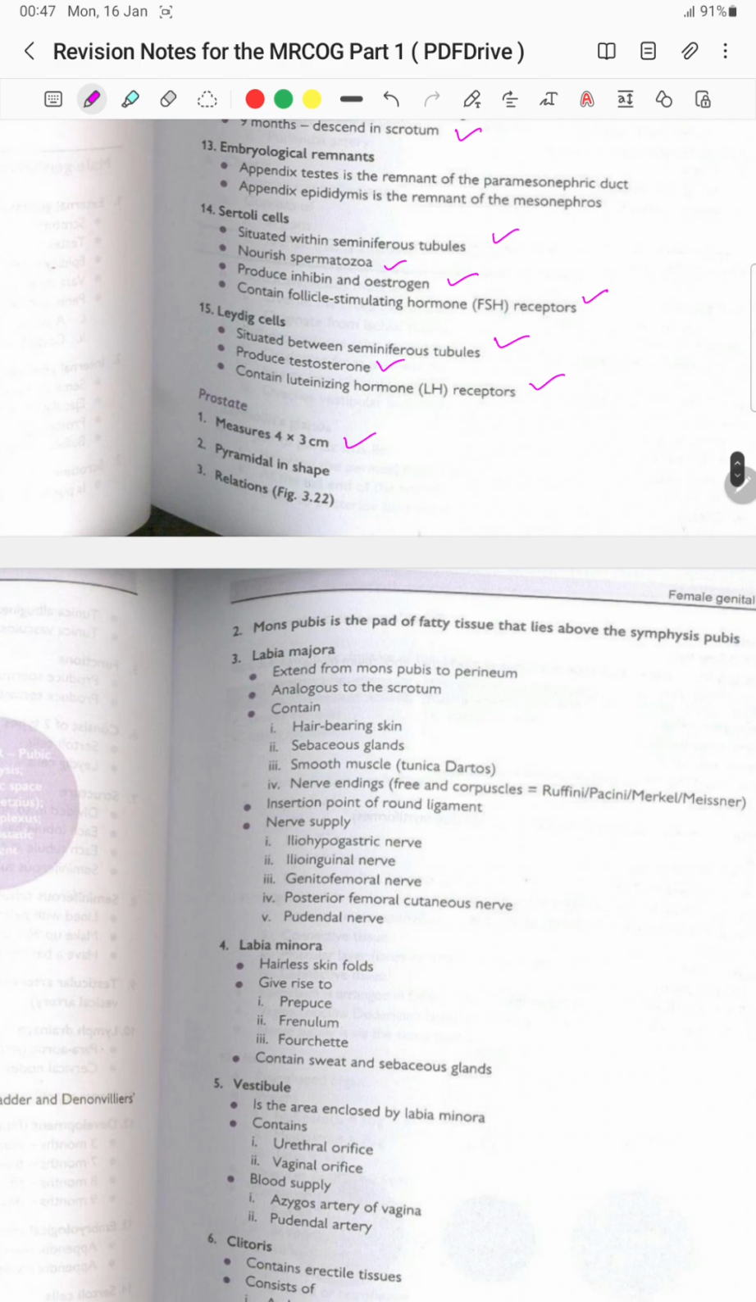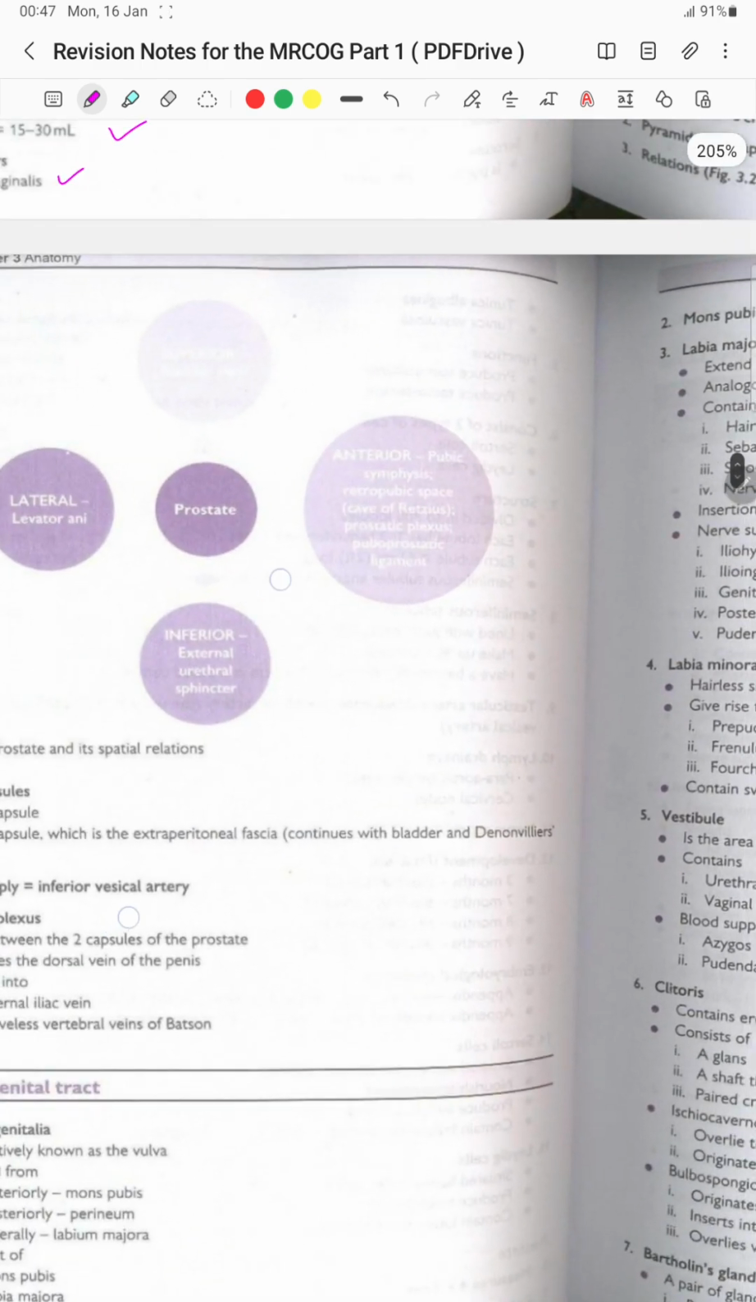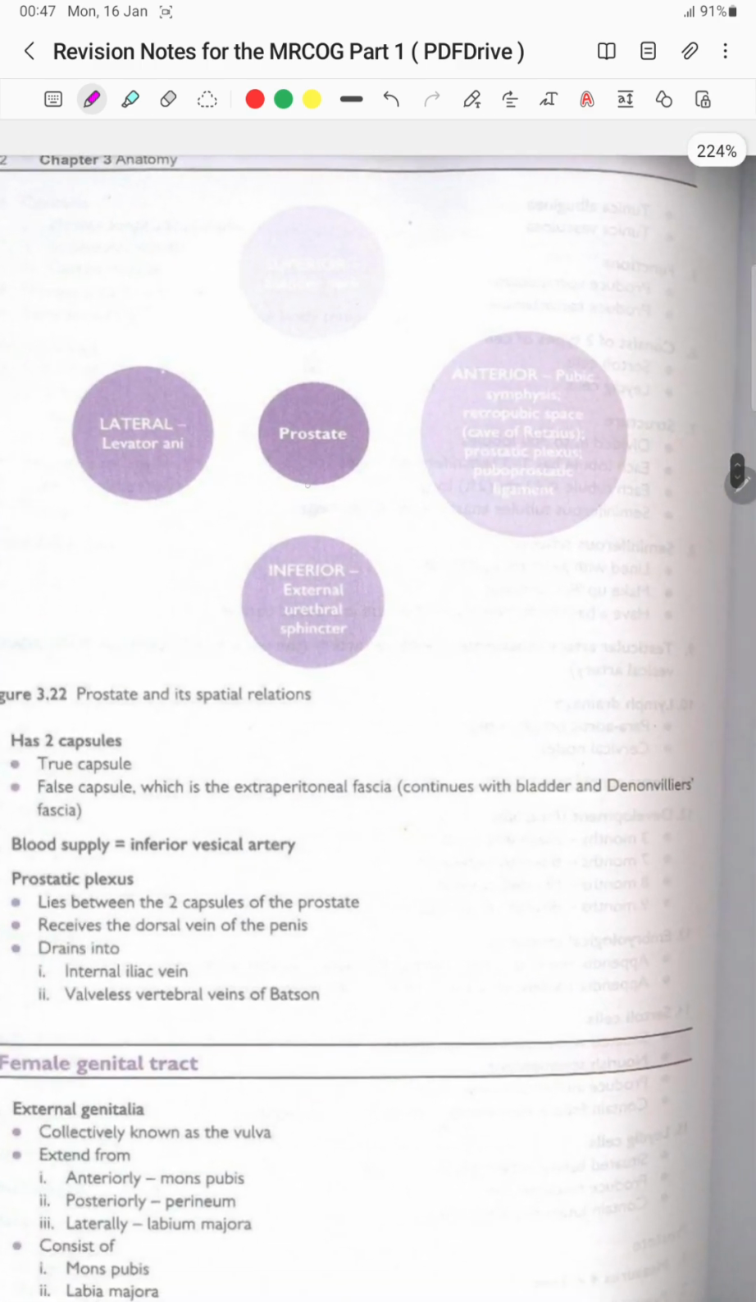The prostate measures 4 by 3 centimeters and is pyramidal in shape. Its relations include: on the inferior side there is the external urethral sphincter, anteriorly there is the pubic symphysis and the retropubic space, the prostatic plexus, and the puboprostatic ligament.